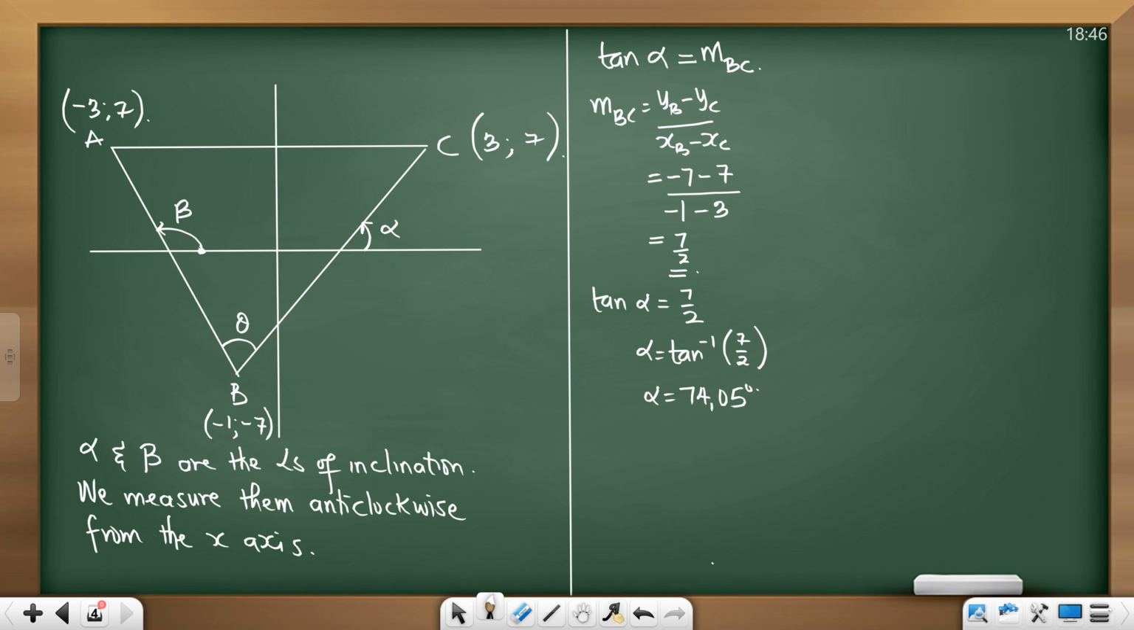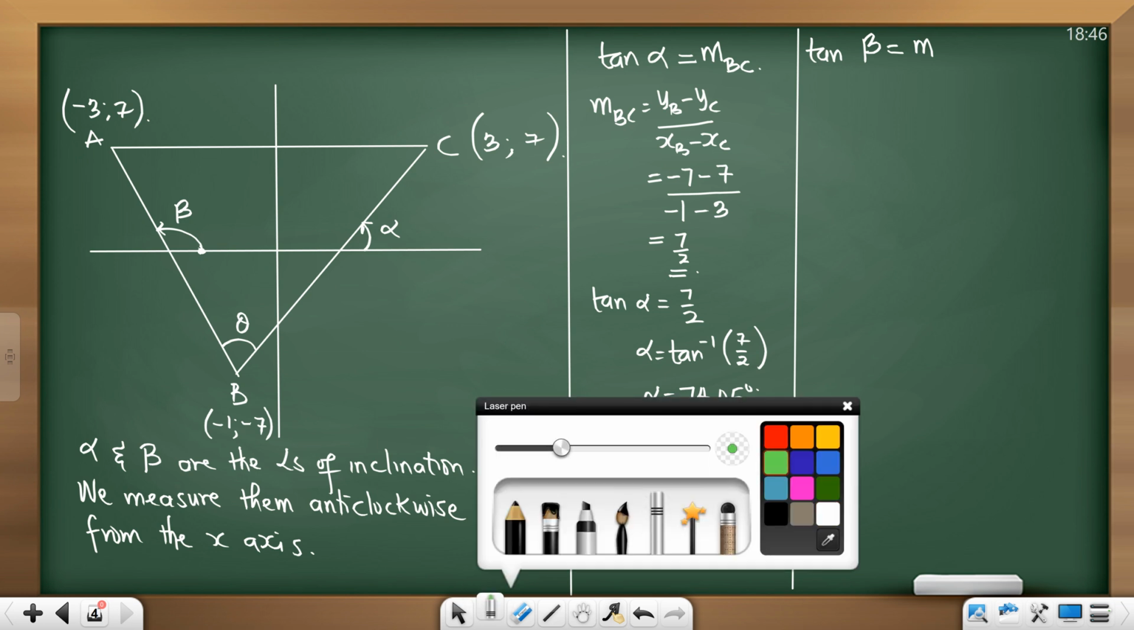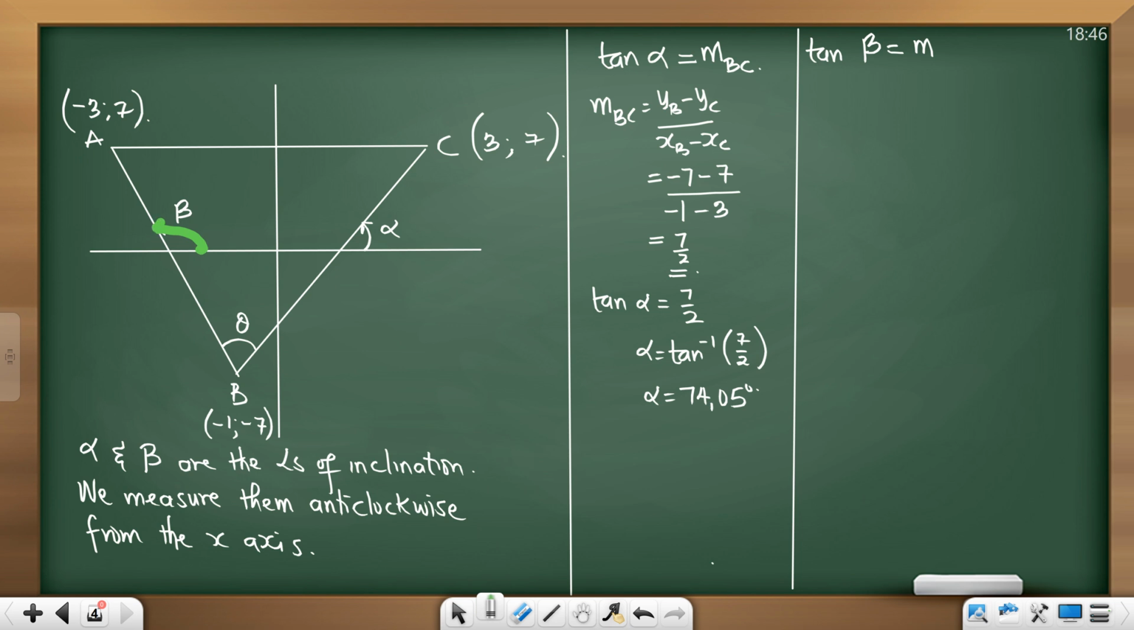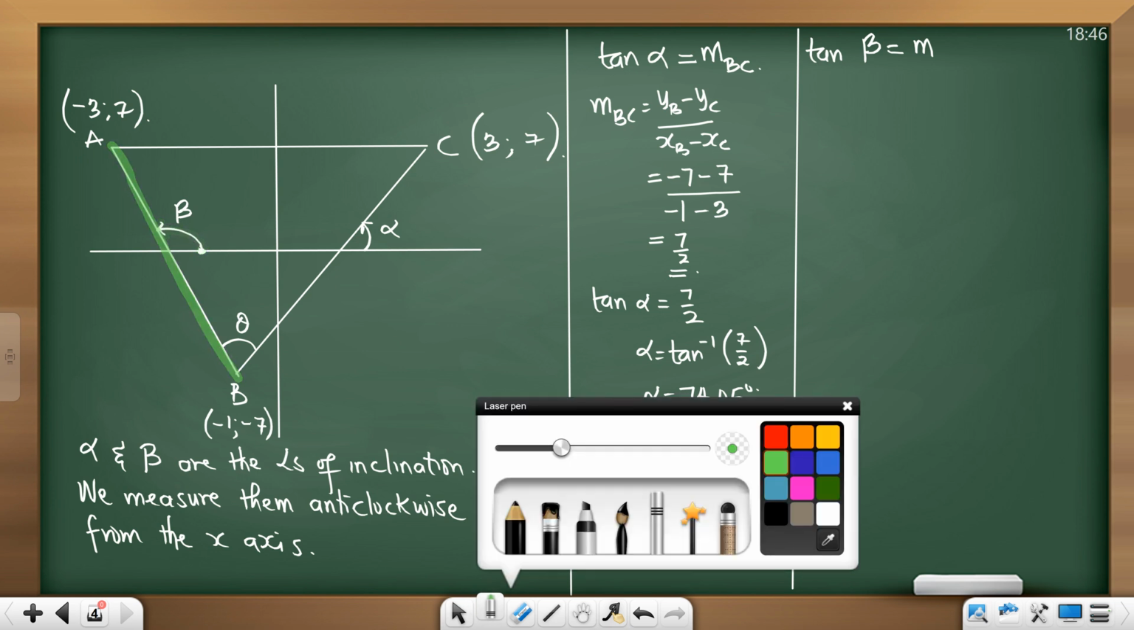We're done there. Now, what about tan beta? What do you think? Gradient of which line? If you check, measuring from the x-axis to the line, which line are we measuring it to? AB.